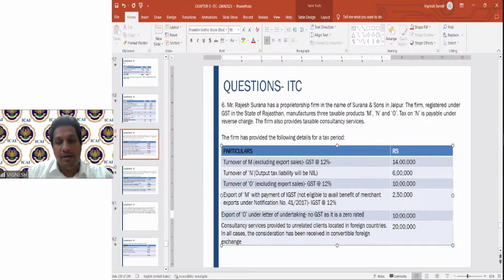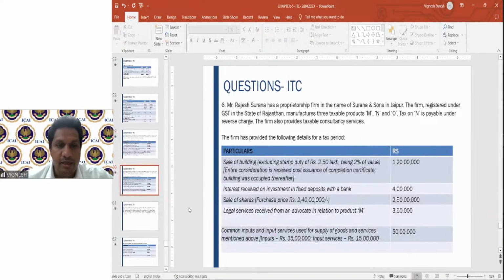Okay, then consultancy charges provided to unrelated clients located in foreign countries. In all the cases, the consideration has been received in foreign exchange. This is also export of service where the supplier is in India, the recipient is outside India, the place of supply is outside India, and payment is received in foreign exchange. In this particular situation, it is a zero rated supply. The moment it is a zero rated supply, there is no GST applicability. So on this 20 lakhs also, there won't be any GST.